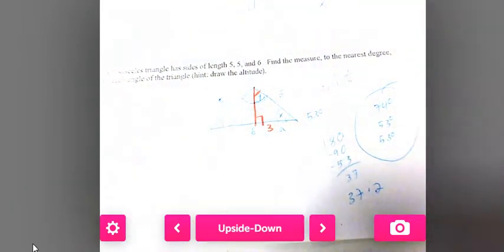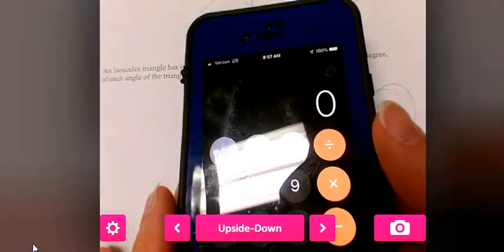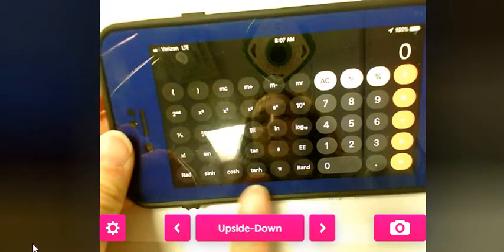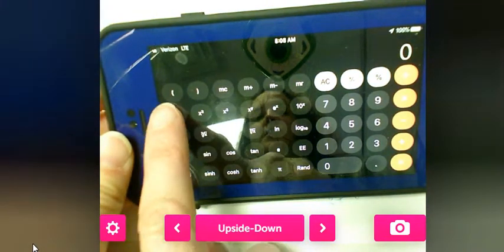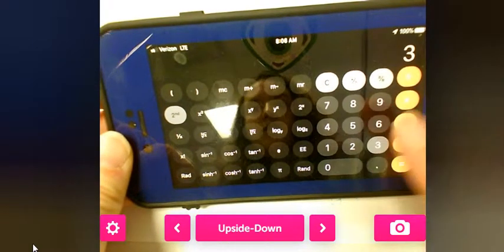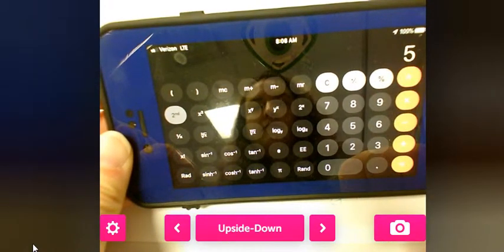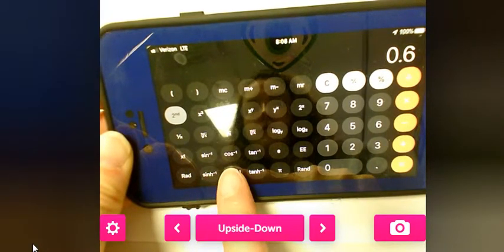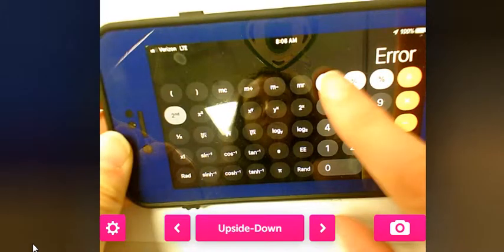I want to point out, because I get this question all the time, Miss Murphy, how am I going to do this at home? Well, if I bring up my calculator on my phone and I turn it sideways, it comes up and I've got the sine, cosine, tangent right here. If I push the second button, all of a sudden my inverses come up. So if I do like 3 divided by 5 equals, and then I hit inverse cosine, it should come up.